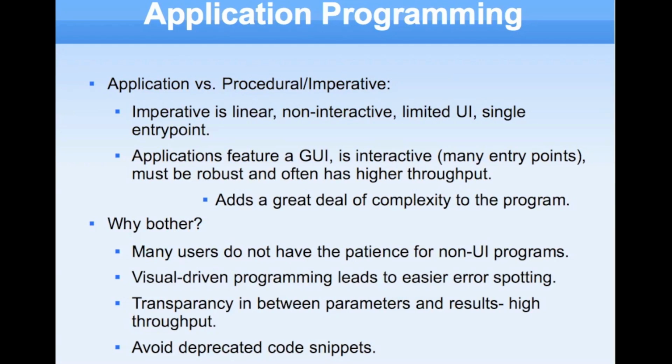But even if you're not going to be distributing the software, even for your own research, it's important to be able to use applications. First, because visually driven programming leads to easier error spotting. It's important to have transparency between your parameters and your results, because this gives high throughput. You get a better understanding of the internal relationships that aren't always apparent through the mathematics, and you can troubleshoot a lot easier. And I'm not here to motivate you to do this. I think if you're here, you're probably somewhat motivated yourself. So let's get right into it.